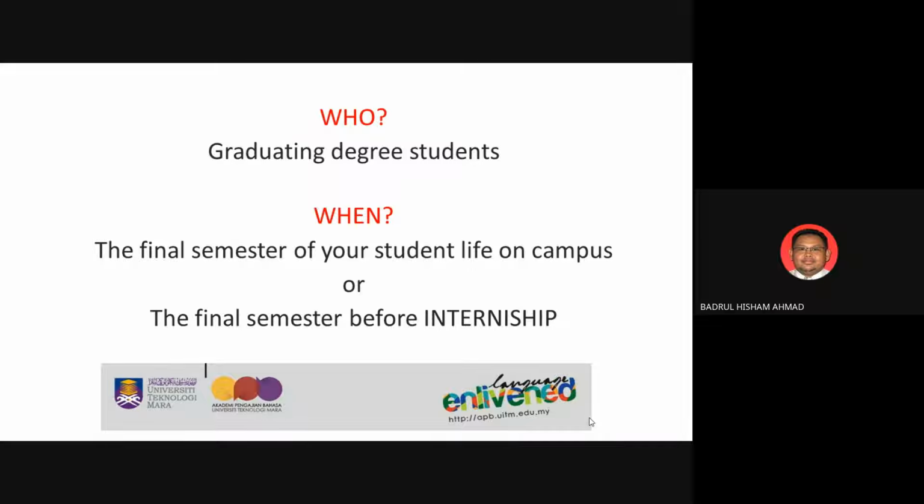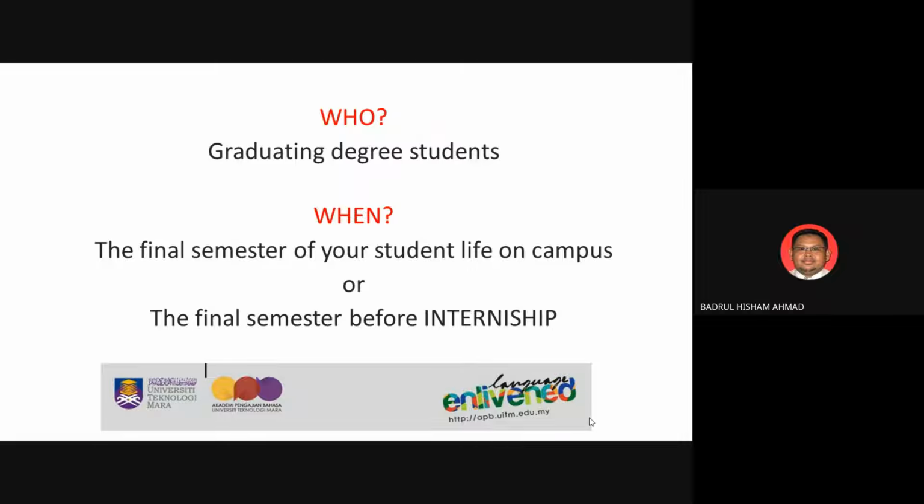So when should you take the test? It's not in your semester one, not in your semester two. You have to take the exam in your final semester of your student life on campus. If you have 6 semesters on campus, you have to take it in the sixth semester. If you have 8 semesters, 4 years, you have to take it in your eighth semester.